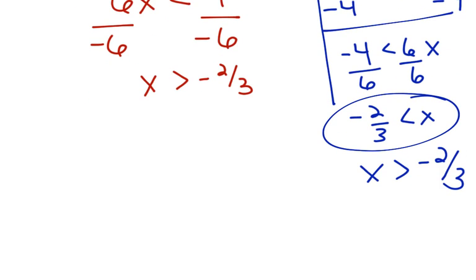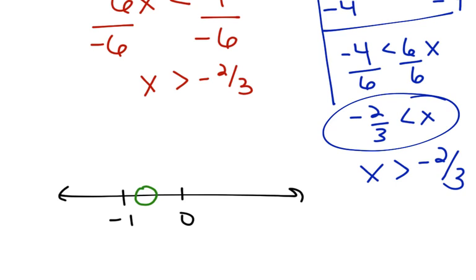Now, when you go graph it, where is negative 2/3 on the number line? Well, negative 2/3 is going to be 2/3 of the way between 0 and negative 1. And it's going to be an open circle because it's not the inequality with the line underneath. Since x is greater than negative 2/3, this is what the graph would look like.